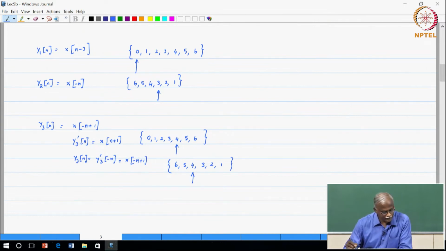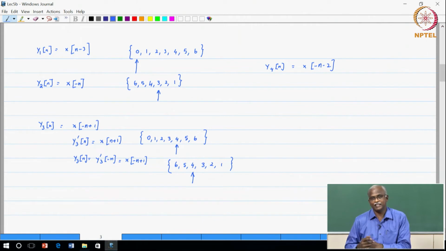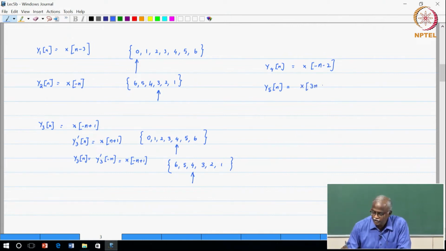Okay. And y4 of n is x of minus n minus 2. Again, I'll assume that this is a direct extension of the previous case. You shift by 2, that means you shift the sequence to the right by 2, you are delaying by 2 units of time, and then doing the time reversal should be straightforward. Okay. y5 of n, this was x of 3n minus 1.